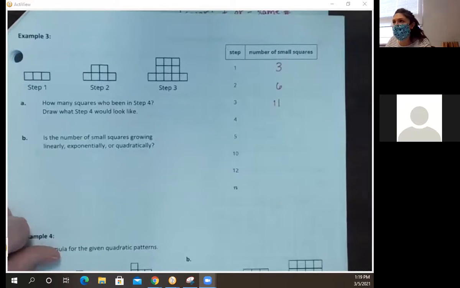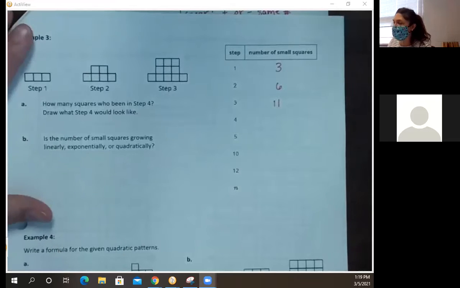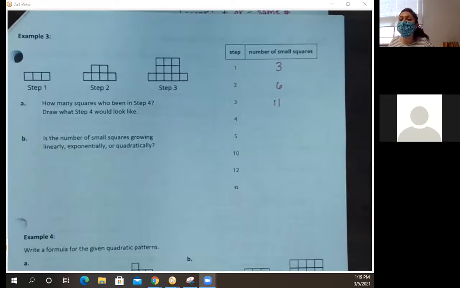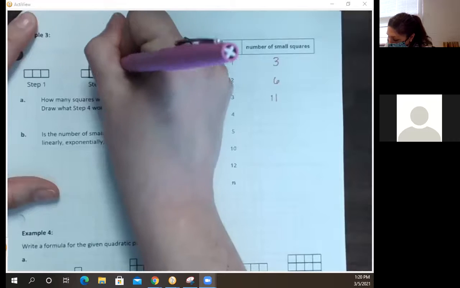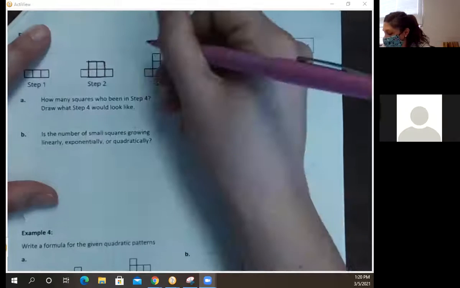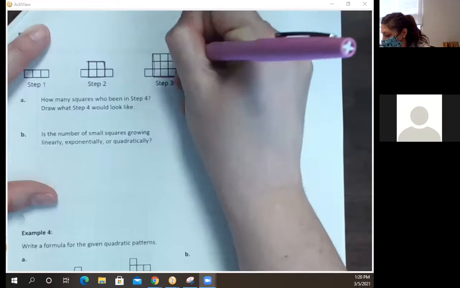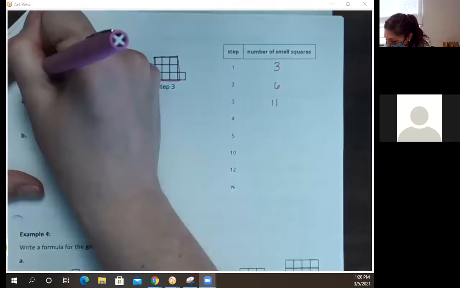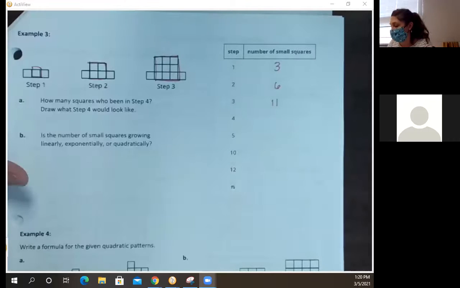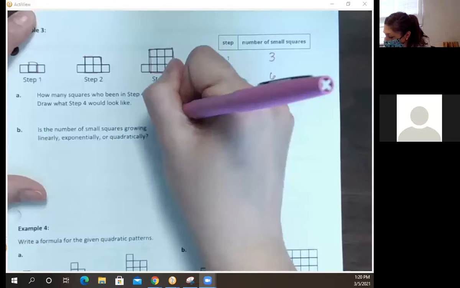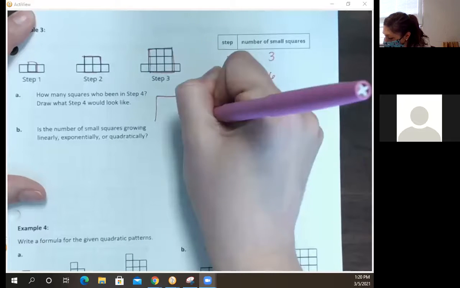So first, let's draw what we think step 4 would look like. Yeah, exactly. With these visual patterns, I like to pick out where the squares are. I think that makes it a little easier to figure out what's going on. So if I look at step 2, I can see that 2 by 2 square here. If I look at step 3, I can see that 3 by 3 square here. And then for step 1, that guy in the middle could be my 1 by 1 square. So for step 4, I'm going to have that 4 by 4 square in the middle.